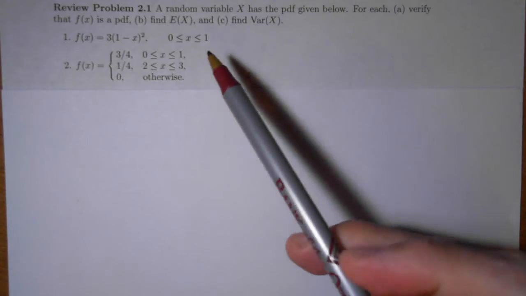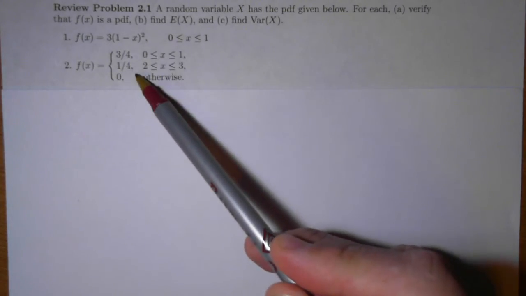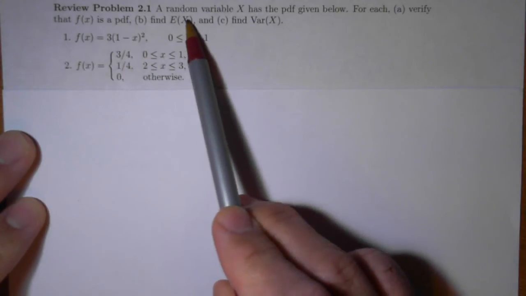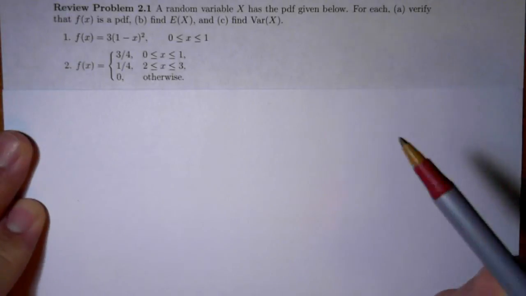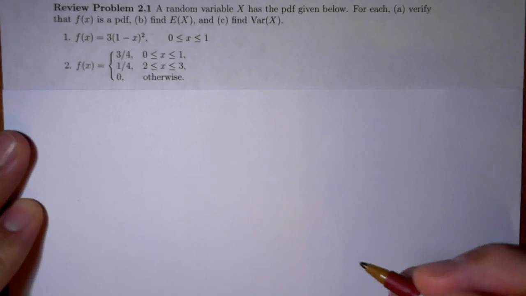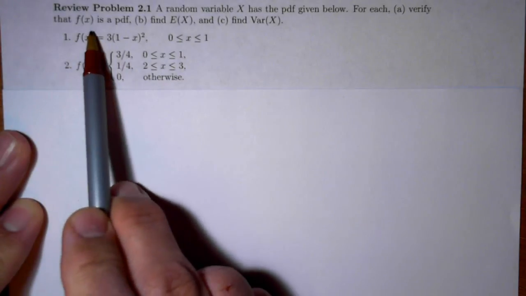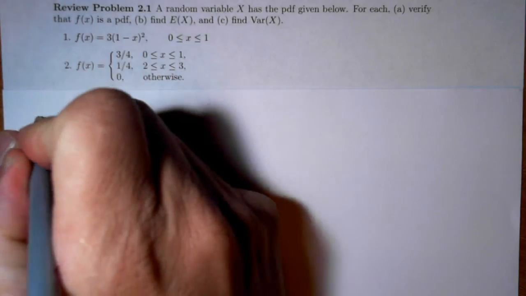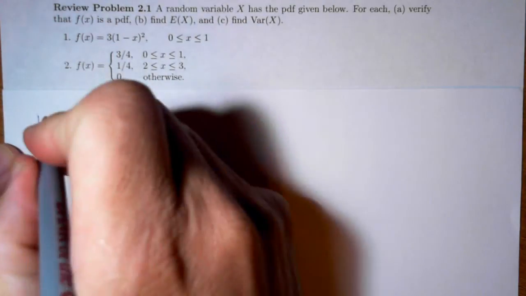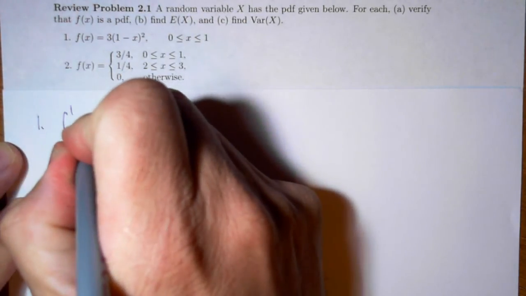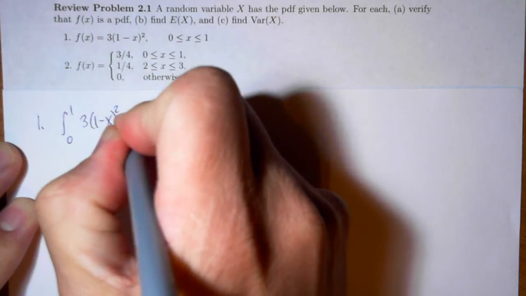Okay, this problem concerns two different PDFs, and we want to confirm that it's a PDF and find the expected value as well as the variance. So to confirm it's a PDF for the first part, we just take the integral from 0 to 1 of 3(1 minus x)^2 dx.